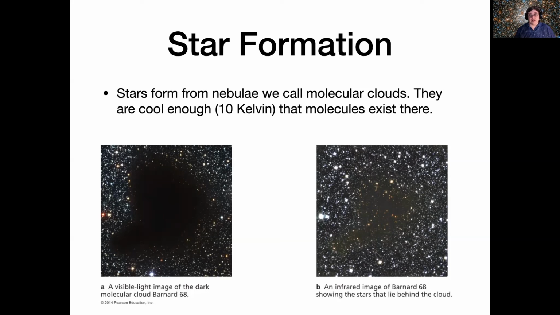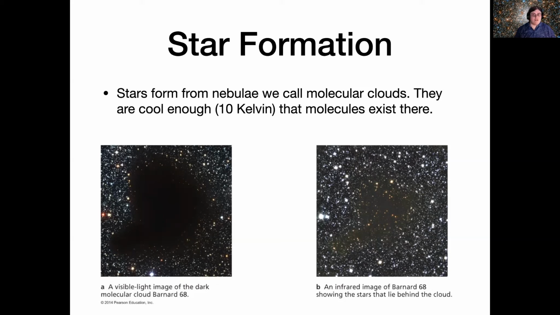H2 just because it's hydrogen. Hydrogen is the most common element everywhere in space, with some very local exceptions. And CO because CO is really easy to see if you're an astronomer. We're very good at finding CO, less good at finding H2.